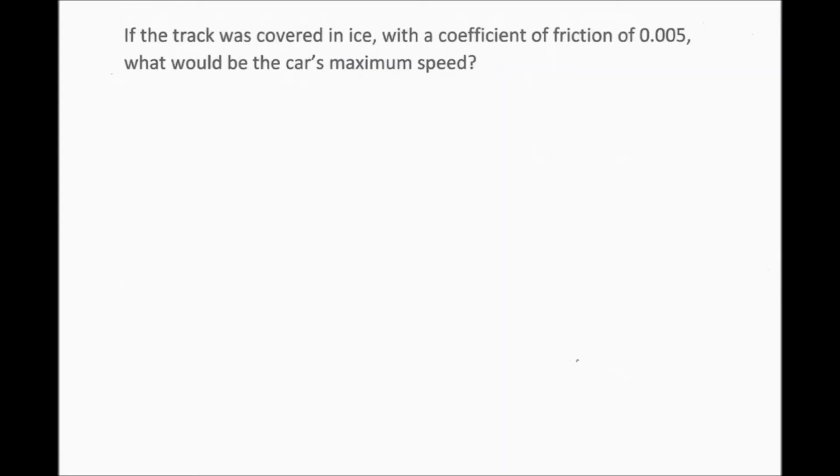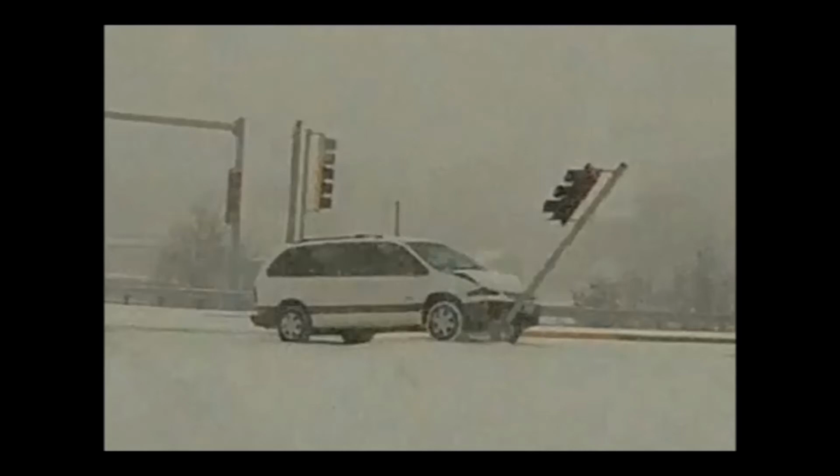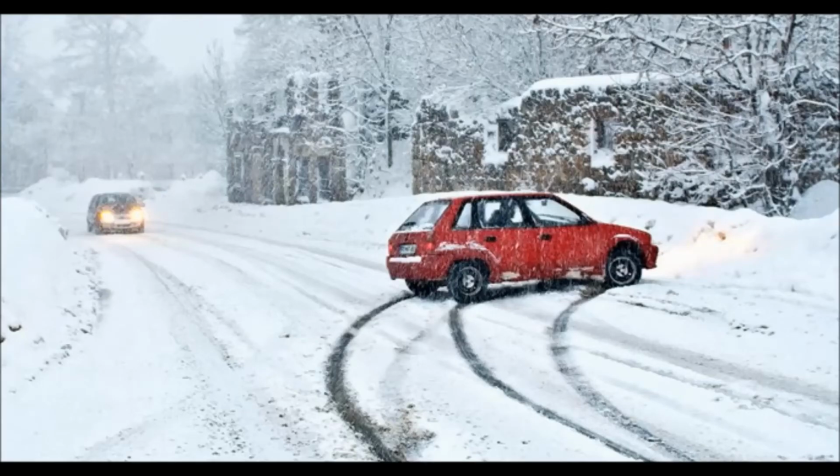Okay, if the track was covered in ice with a coefficient of friction of 0.005, what would be the car's maximum speed? Now, this is something that occurs obviously in real life. Living in Hamilton, Ontario, every winter, the first time it snows, everybody forgets, oh yeah, I need to slow down when there's ice and snow on the road, because that does impact the coefficient of friction, right?